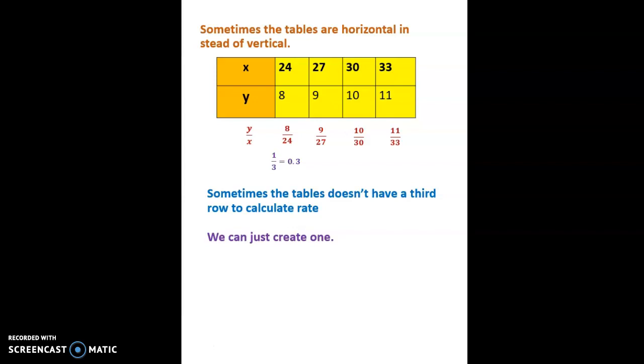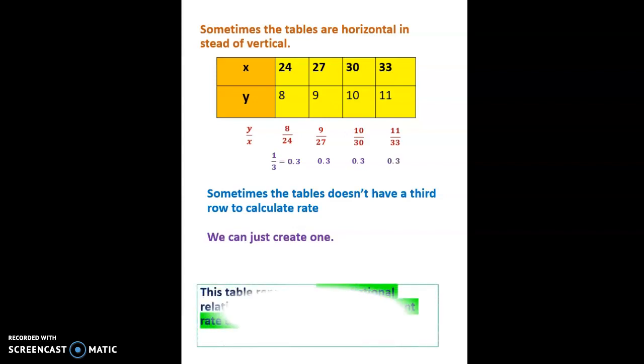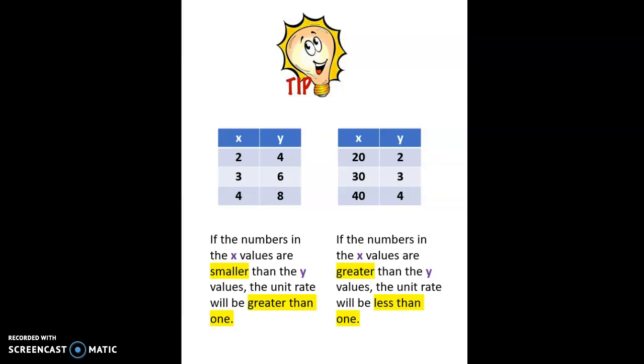It would be 0.333333333. Okay, so this table represents a proportional relationship because there is a constant rate of 1/3, or we could say a constant rate of 0.3. All right, so overall, here's the tip.